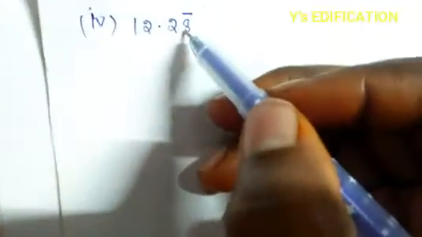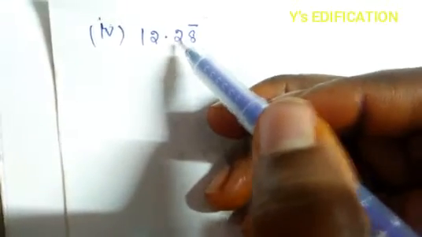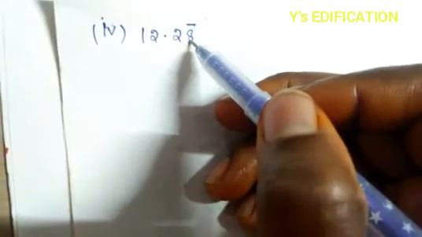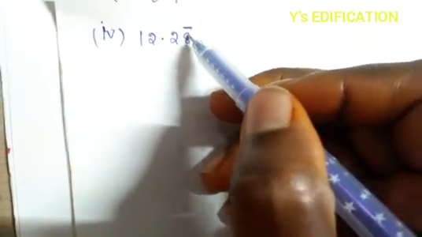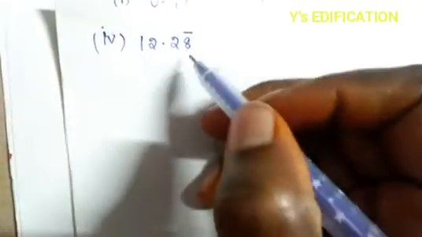Now I am going to do one more example. 12.28 bar. When we look carefully, what is the period here? 28 is the period, but the periodicity is 1. Why? Because under the bar only one digit is there, so the periodicity is 1. So we have to multiply with 10 on both sides. So first let x is equal to 12.2888 and so on. So this will be equation 1.